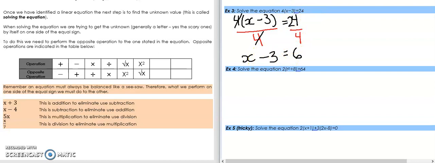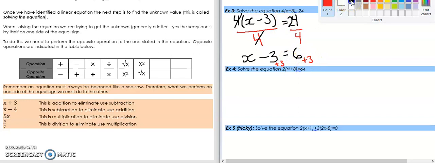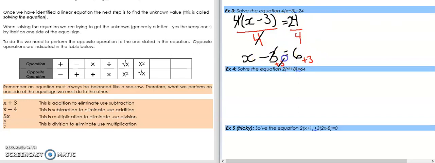And then now we apply the next operation. The opposite of take away 3 is plus 3. These cancel out to turn into a 0 to get x by itself. And what we're left with is 6 plus 3, which is 9. And there's our final solution.